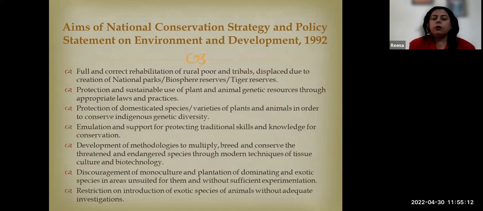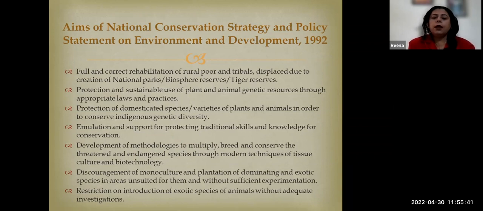I think we have already understood that there has to be a complete rehabilitation of rural poor and tribals, and protection of sustainable use of plant and animal genetic resources. And while I'm going through these slides, if you have any question or if you want a better understanding through a practical example of any of these points, please ask me at the end of this presentation during the question and answer session.